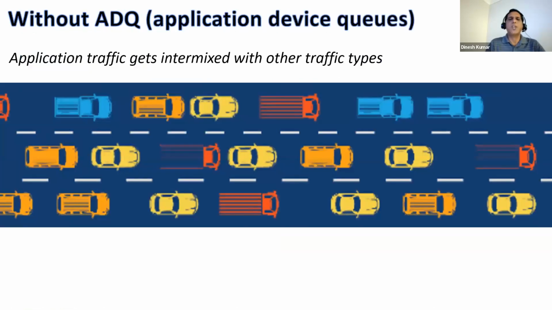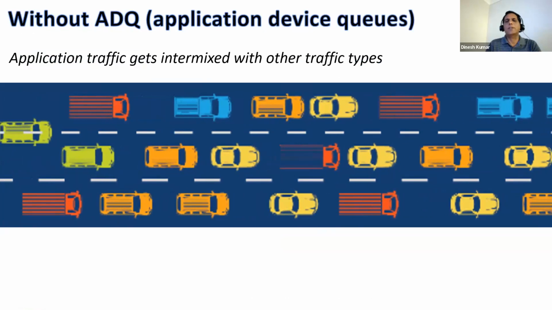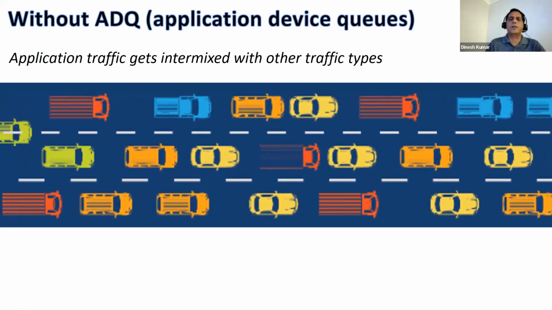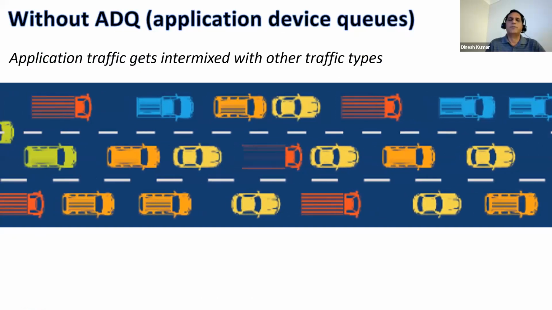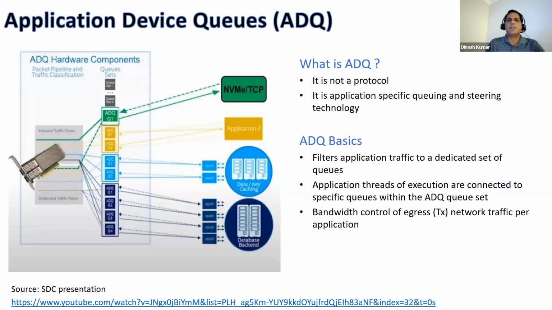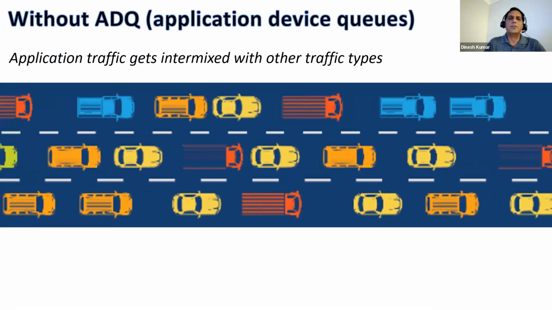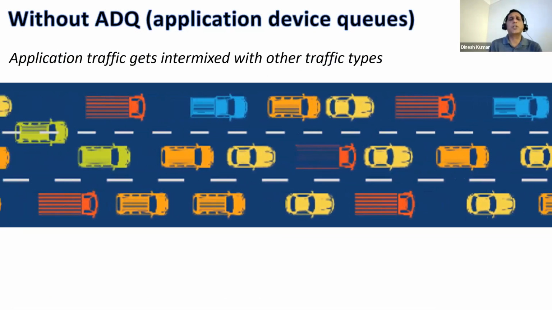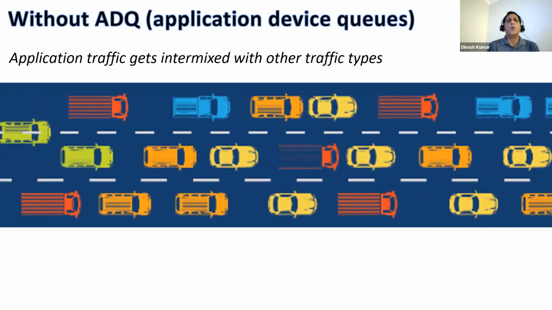And another thing, as in the previous slide, you could do traffic bandwidth limitation on the TX side. But yeah, let's go ahead to the next slide. So this is showing a pictorial version of the setup without ADQ.